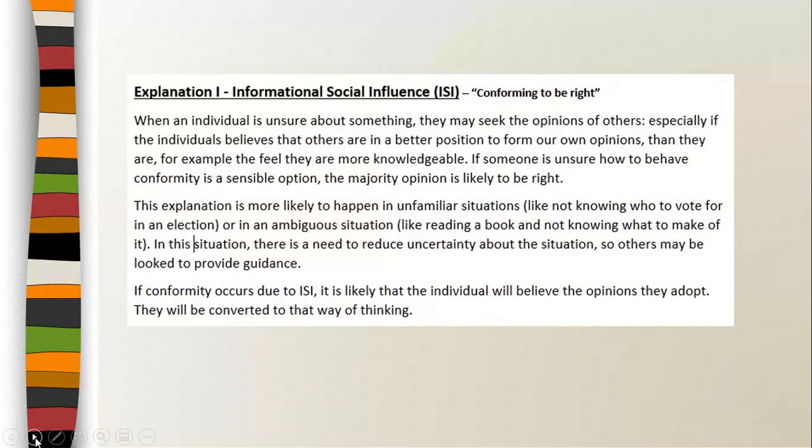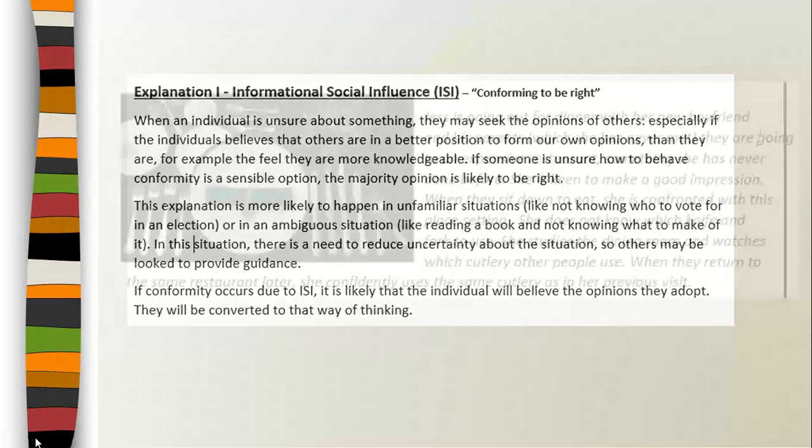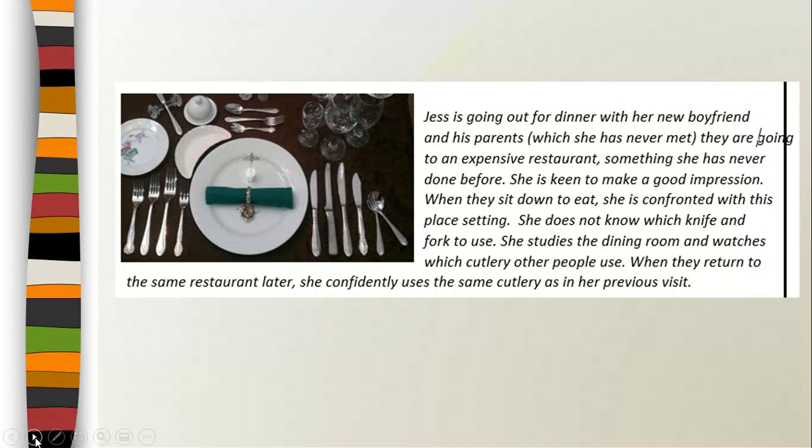In your booklet, there's a definition. It's more likely to happen in unfamiliar situations, in new situations, or where you feel like you are not an expert in that situation. So informational social influence, ISI, is conforming to be correct. There's an example in your booklet of Jess.